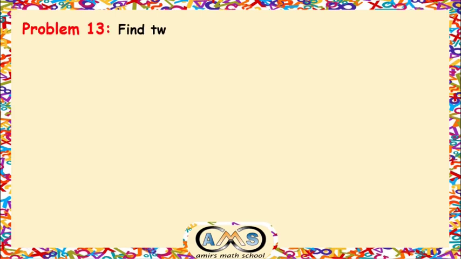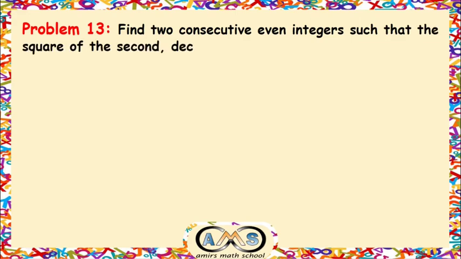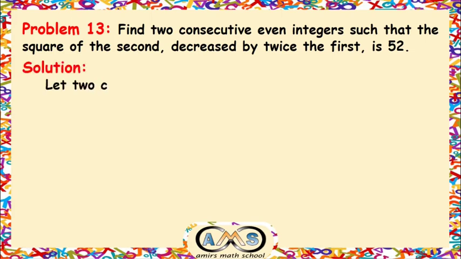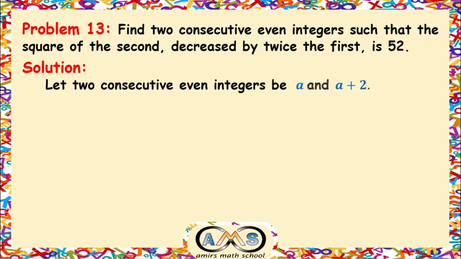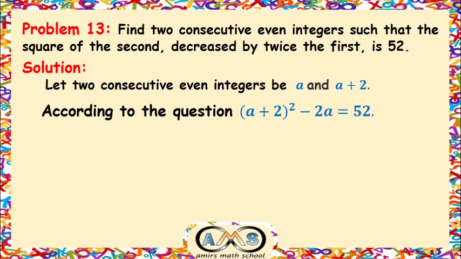Now the final one, that is problem number 13. Find 2 consecutive even integers such that the square of the second decreased by twice the first is 52. The solution is, let the 2 consecutive even integers be a and a plus 2. According to the question, a plus 2 whole square minus 2a is equal to 52. That is, the square of the second, a plus 2 whole square, is decreased by twice the first, that is 2a, which is equal to 52.